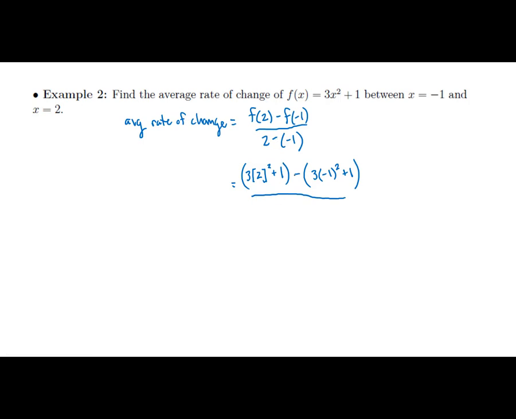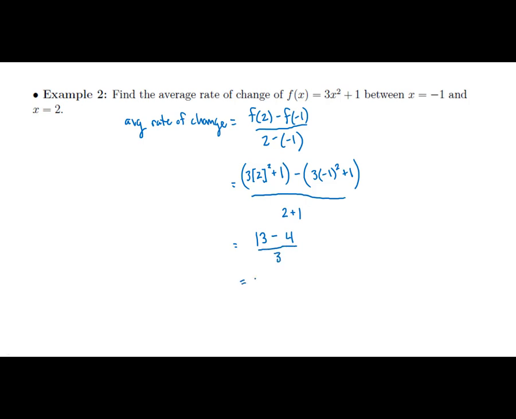And then, of course, 2 minus negative 1 we understand is just the same as 2 plus 1. So here, 2 squared is 4, times 3 is 12, plus 1 is 13. So we have 13 minus negative 1 squared, which is positive 1, times 3, plus 1, which is 4.